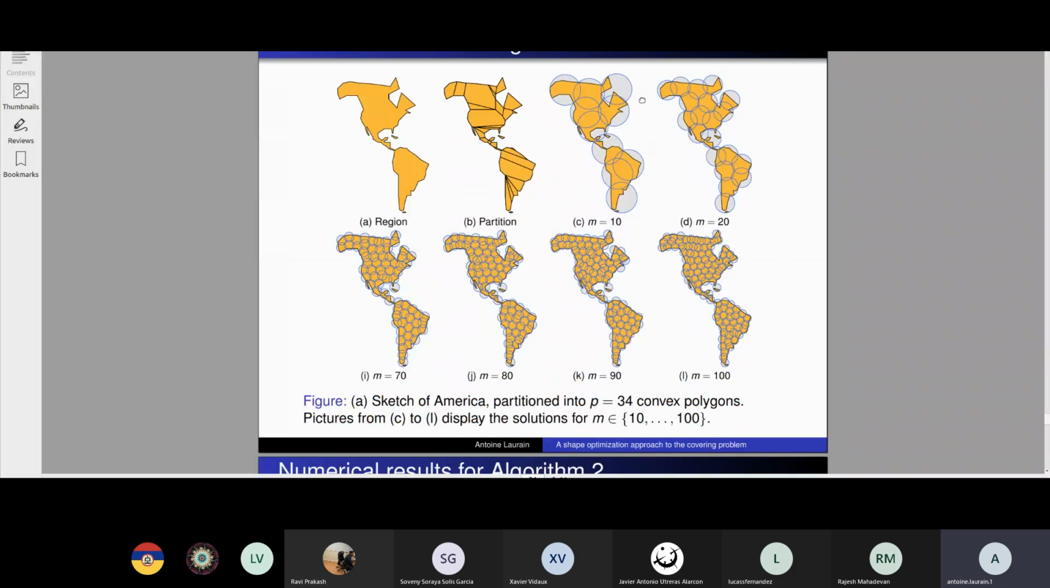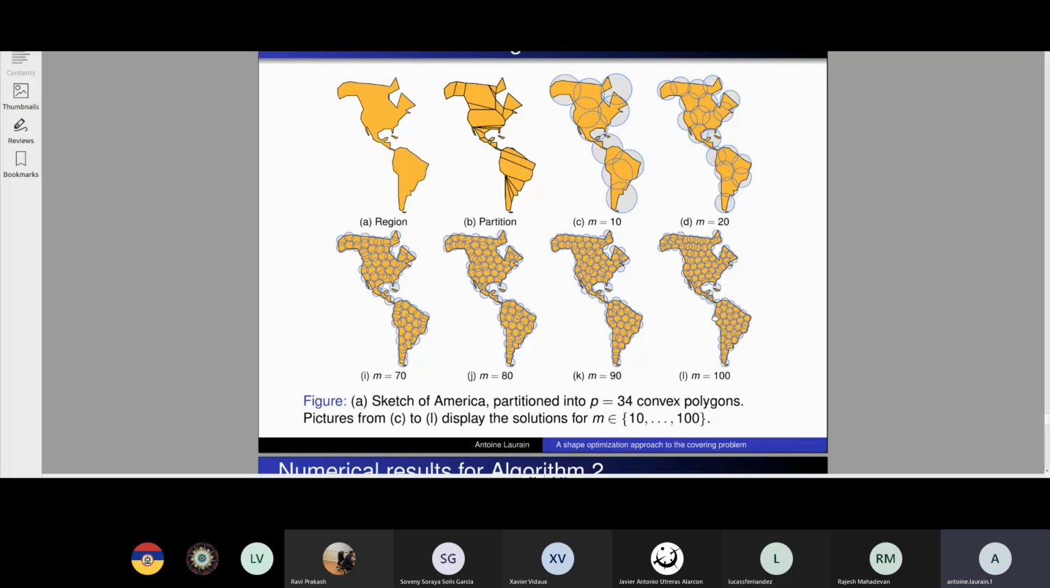And then you see different types of coverings. Okay, and the interesting part is, because this method is much faster than the first algorithm, you can really have a high number of disks for the covering. You can have some really small radius.